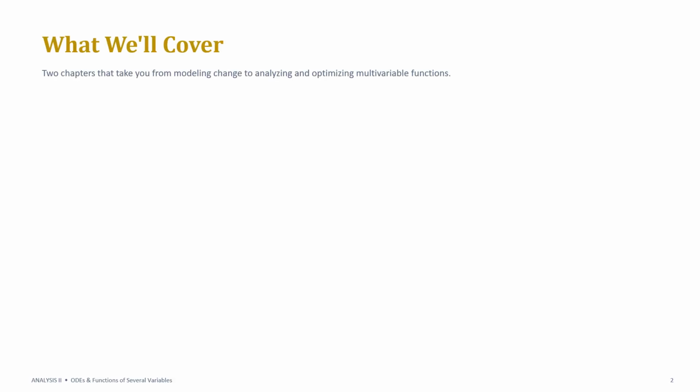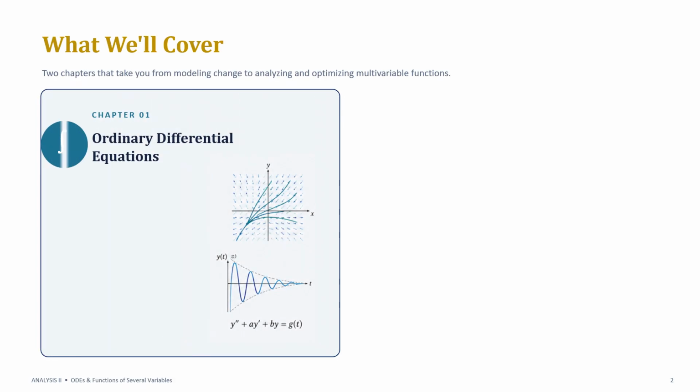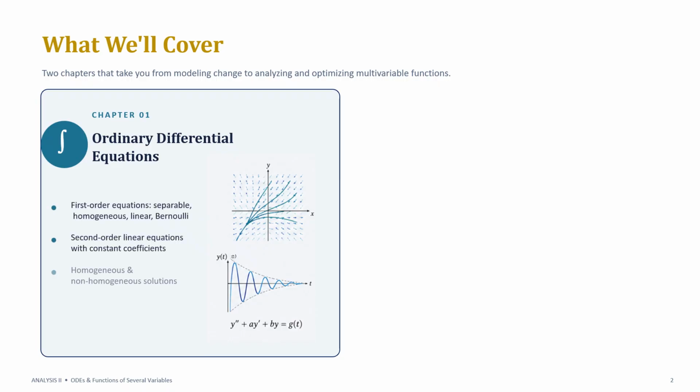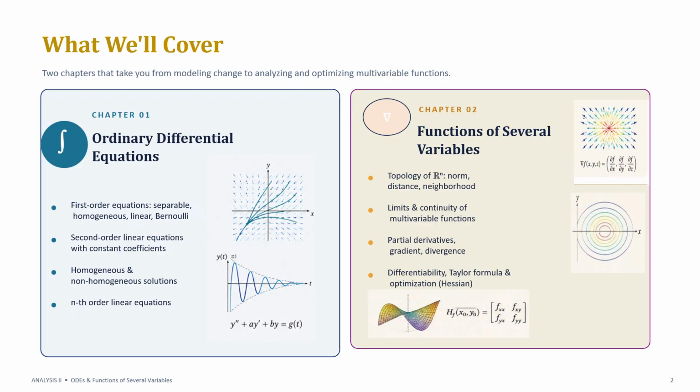The Analysis 2 module is organized into two complementary chapters. The first chapter focuses on ordinary differential equations, where we will learn how to model changing phenomena and solve different types of differential equations using appropriate mathematical methods. The second chapter introduces functions of several variables. Here, we move from one-dimensional calculus to multivariable analysis, studying concepts such as limits, continuity, partial derivatives, and optimization.